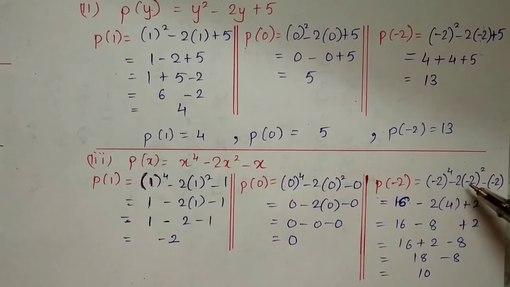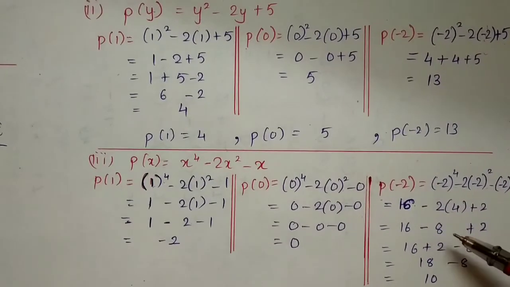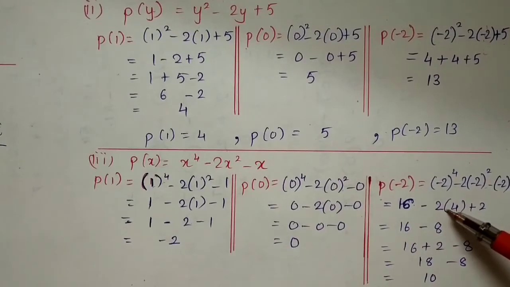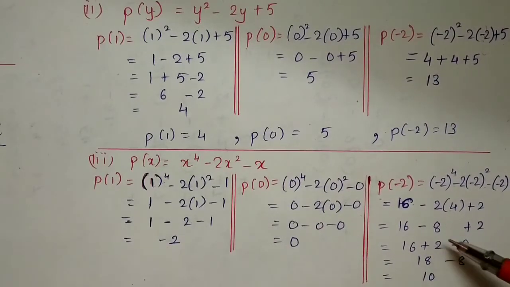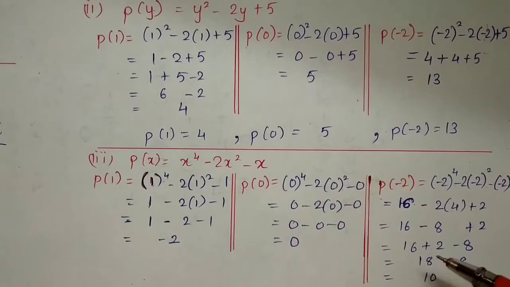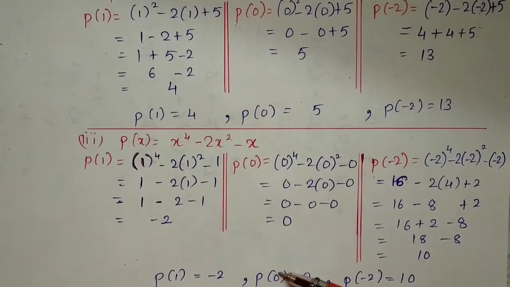Now minus 2 square will be 4, and minus into minus is plus, so plus 2. Now 16 minus 4 2s are 8, plus 2. Now 16 plus 2 first, then minus 8. 16 plus 2 is 18, minus 8, which is 10. So finally I write down all three answers: p of 1, p of 0 and p of minus 2.